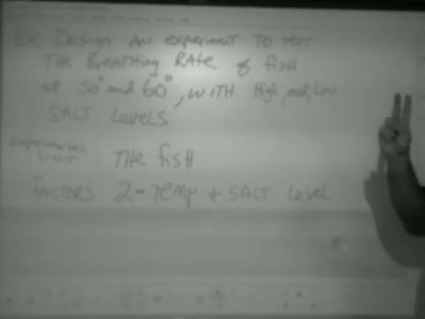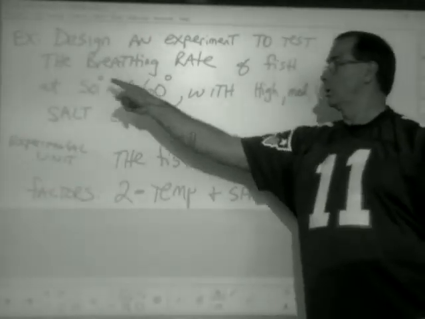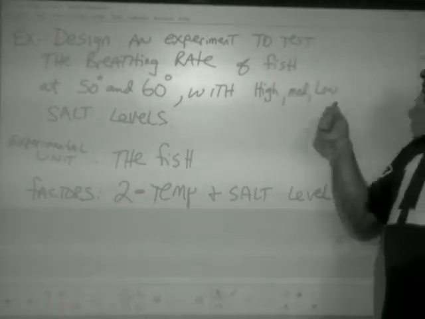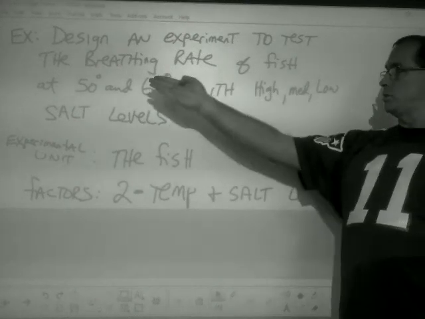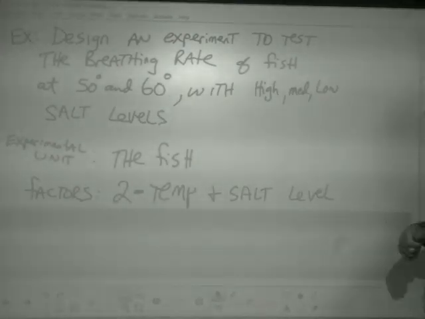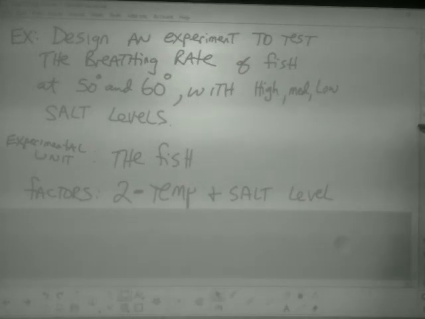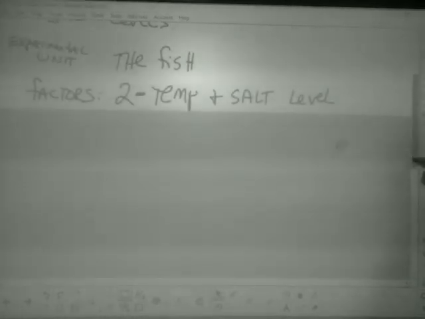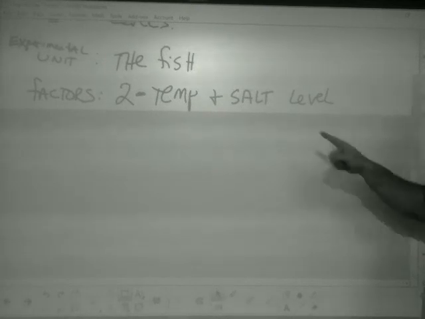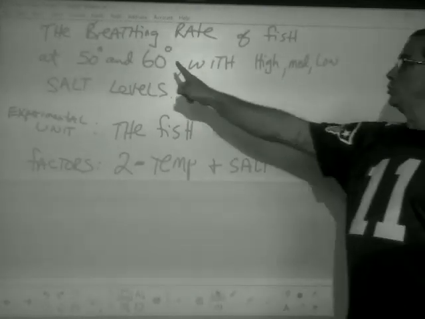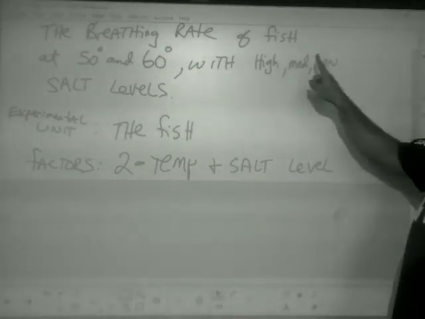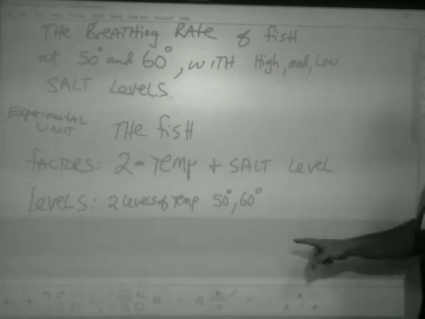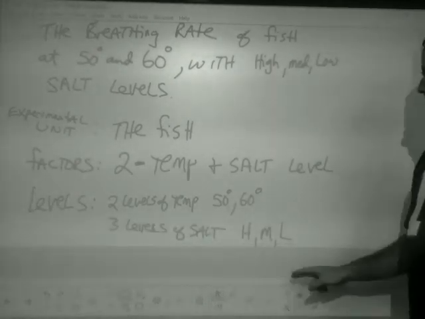My factors. Well, I have two factors, temperature and salt. Those are the things that we're manipulating, the things that we're inputting into those fish. Change in temperatures, change in salts. So two factors, temperature and salt. Now, levels. How many levels of temperature? We have two levels of temperature, 50 and 60. How many levels of salt? Three: high, medium, and low. So we have 2 levels of temp and 3 levels of salt.